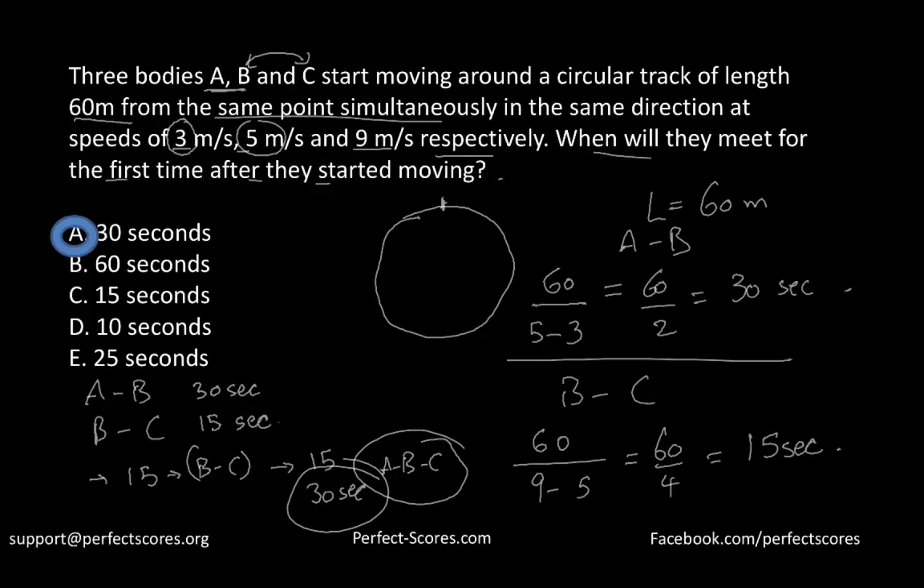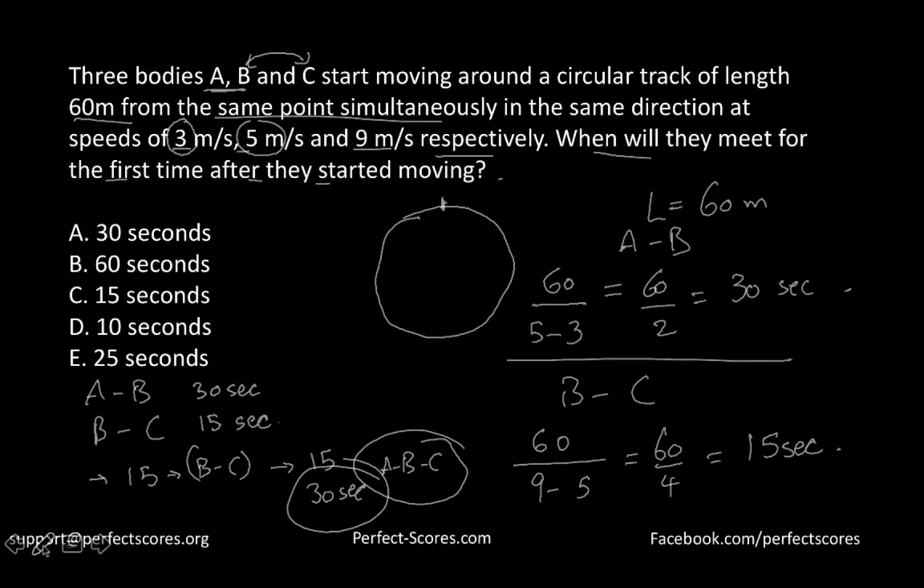What I want to explain here is that first we find out after how much time A and B will meet, then we find out after how much time B and C will meet. And if they meet at the same time, that means A, B, and C are meeting at the same time. And so basically, if I want to generalize this, sometimes generalization helps.